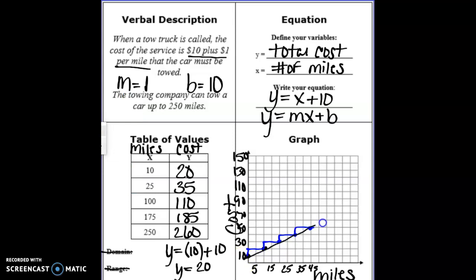And we went up 10 and over 10, because 10 over 10 gives us 1. And our slope is 1. So you identified your y variable, you've identified your x variable, you've written your equation, and you've also created a table and a graph given this information. Now we can go ahead and answer some prediction questions.